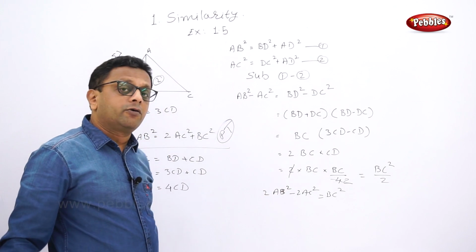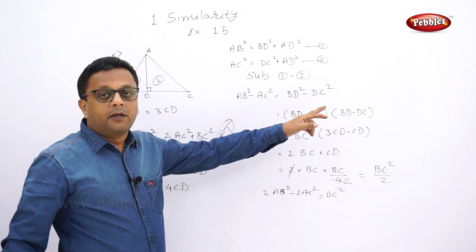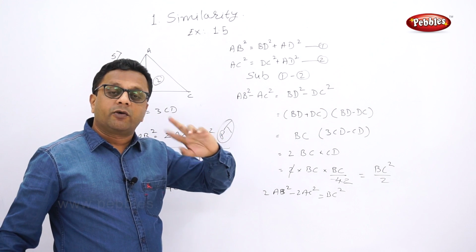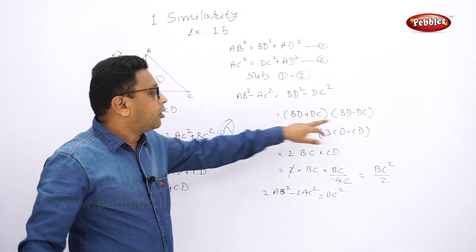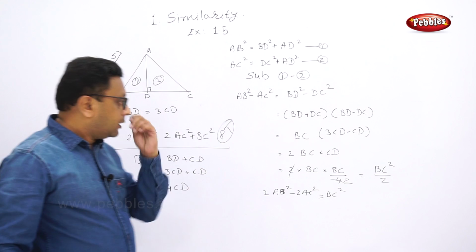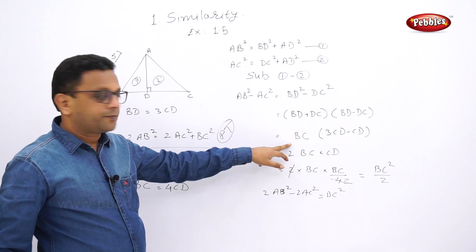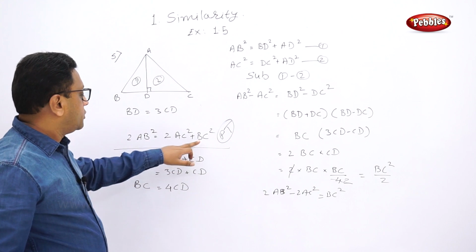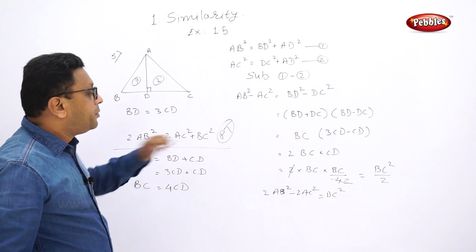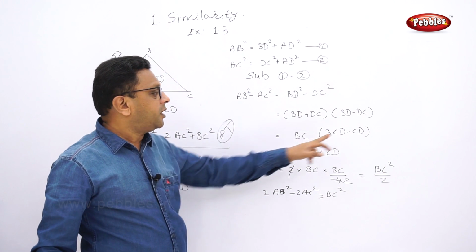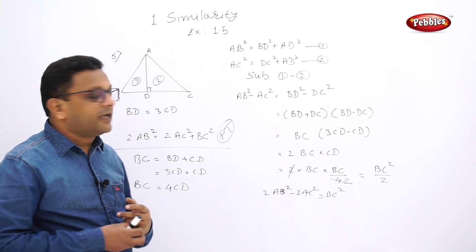Right hand side, what we have to do? BD square minus DC square. So we will split x square minus y square is equal to x plus y, x minus y. So we have got these two brackets. Now BD plus DC, from the figure you know, is BC. Now look what happens. We have AB square, AC square, and we have BC square. But here CD is also there, and we have to eliminate the CD.